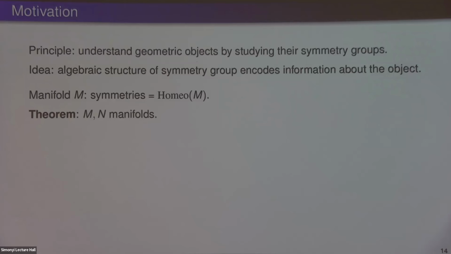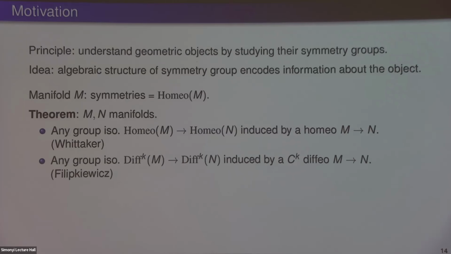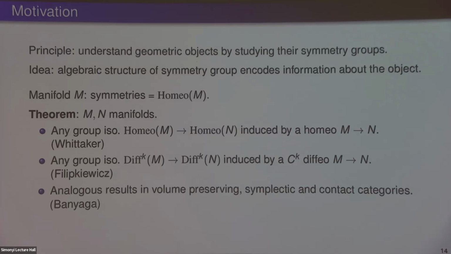Here's a theorem. Suppose you have two manifolds M and N, then any group isomorphism between the homeomorphism groups of the two manifolds is actually induced by a homeomorphism between the two manifolds themselves. So you see that the algebra of the symmetry group fully recovers the underlying geometric object. And the same phenomenon is actually true in other categories. It's true for C^k diffeomorphisms, volume-preserving, symplectic, and contact categories as well.